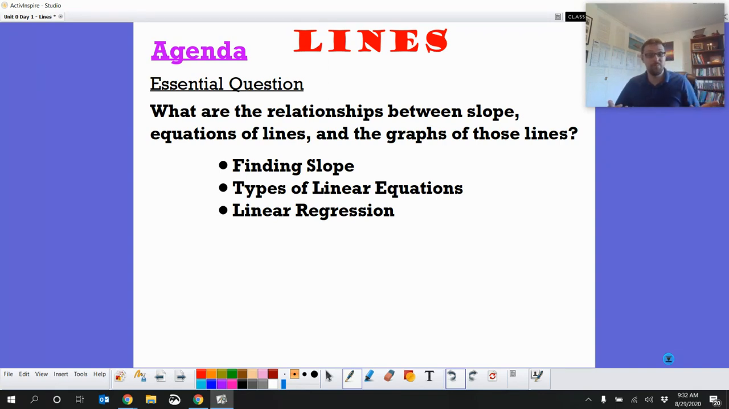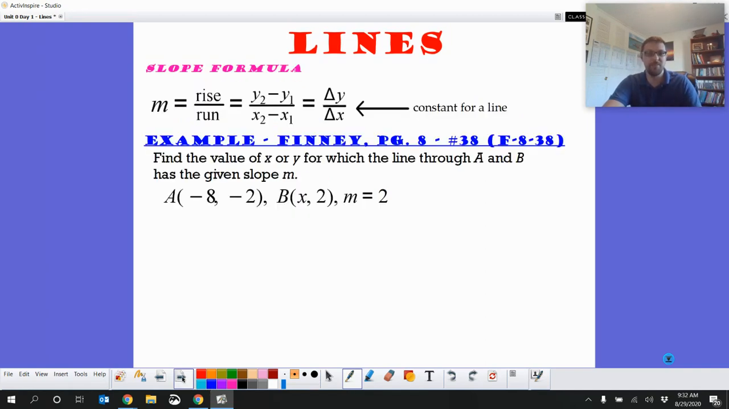This was like chapter 2 of pre-calculus. We just kind of skipped over it because it's a little bit boring, but we'll go over it for the purposes of this stuff.